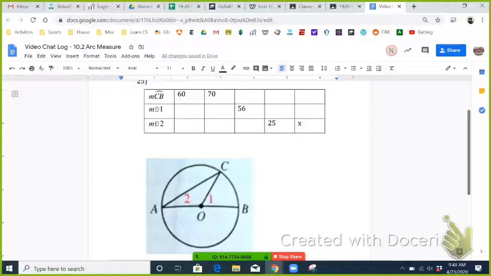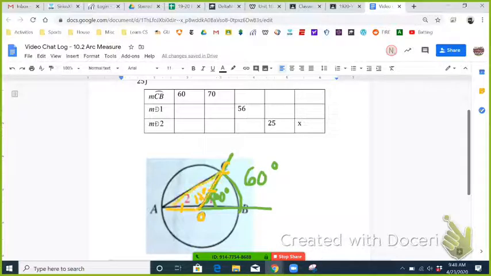So if you know that arc CB is 60 degrees, then you know that this central angle measure is also 60 degrees, because the central angle, an angle with its vertex on the center, is always equal to the arc measure that it intercepts. Then you could use the linear pair postulate to figure out that this angle right here is 120, and then this triangle here, triangle AOC, is isosceles.